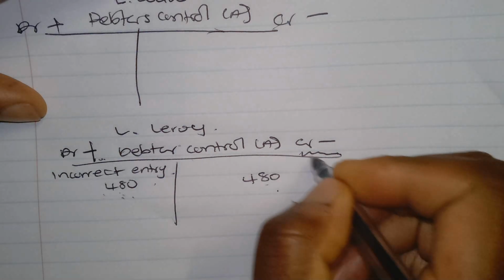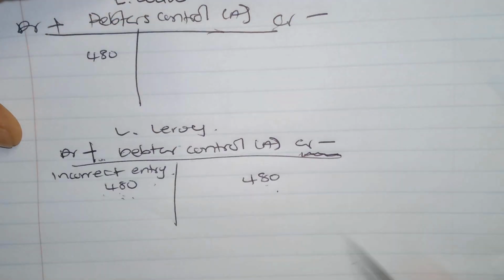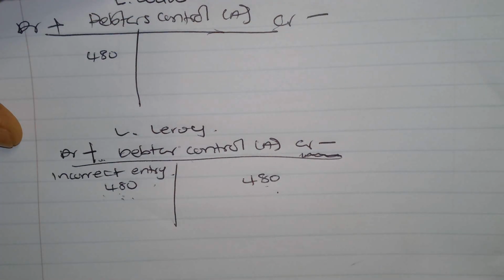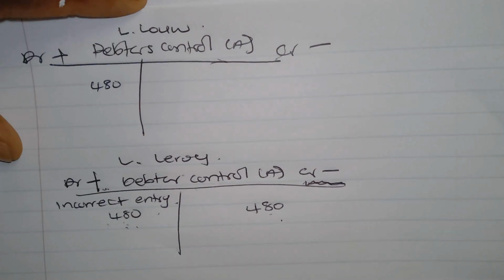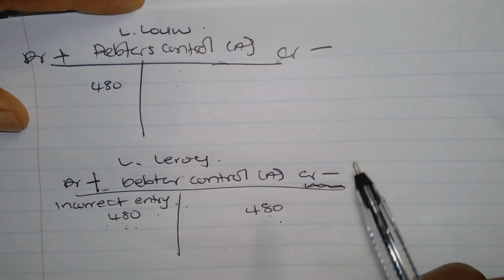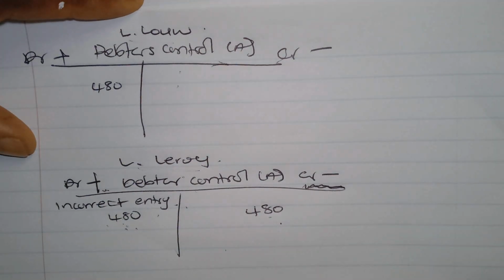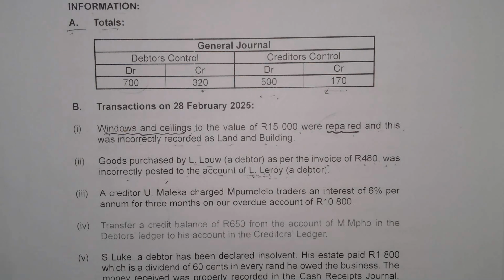Do you understand? So for every credit entry, there must be a debit entry. So there we are. There's my debit entry. Can you see, boys and girls? So both are what? Debtors. But who is debited? L Low, and who is credited? L Leroy.